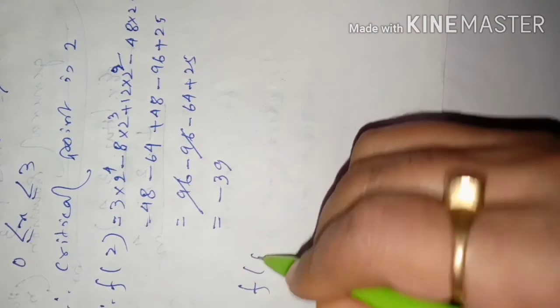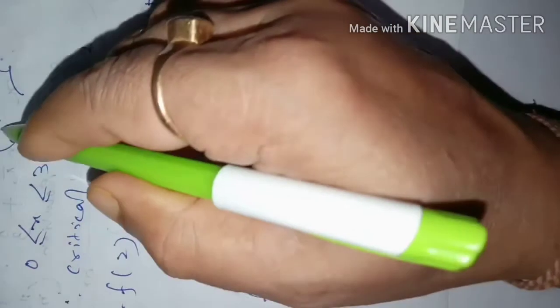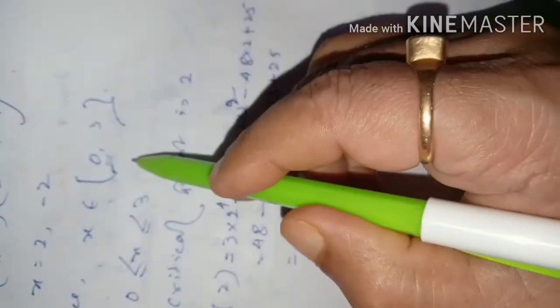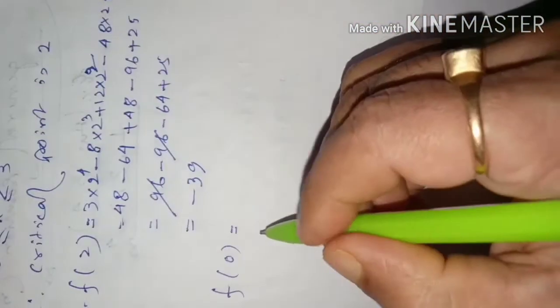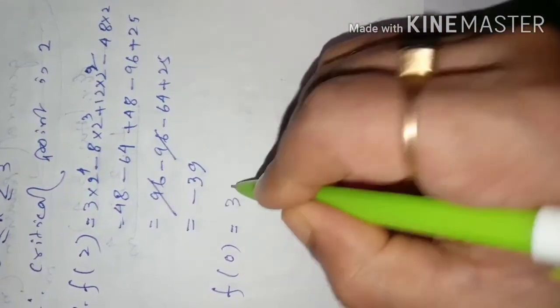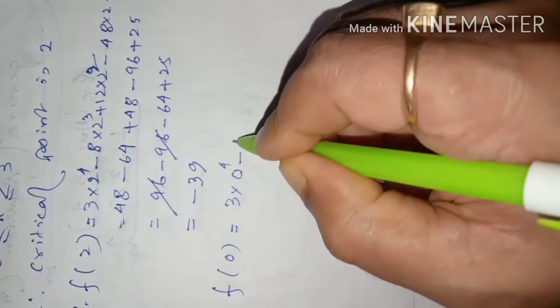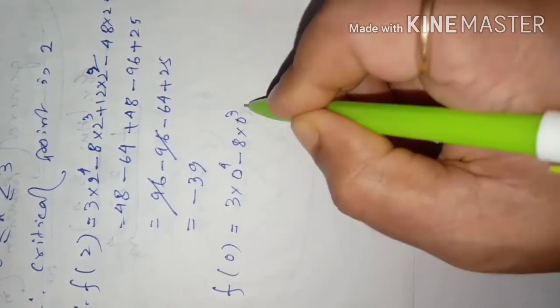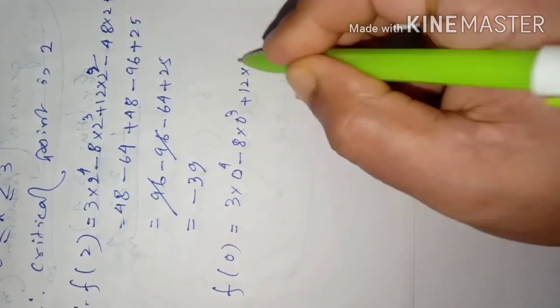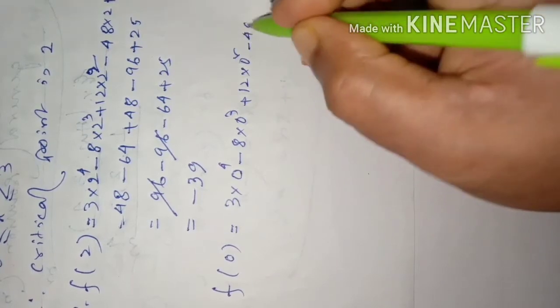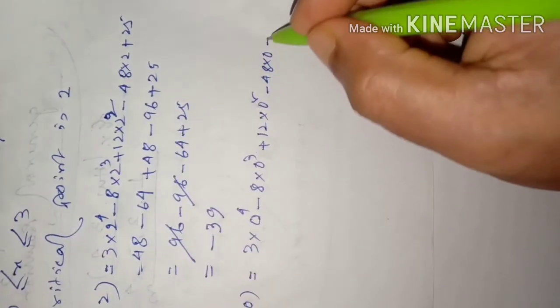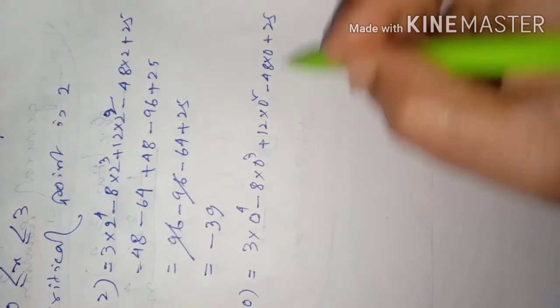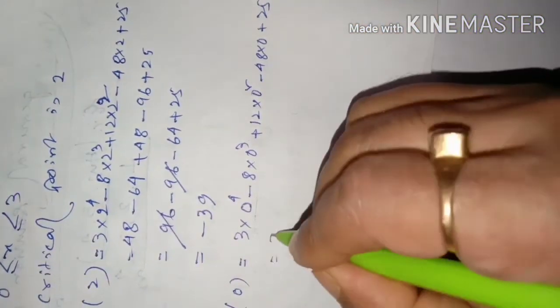Again at the endpoints, f(0). One endpoint is 0 here. So at 0 we check the value f(0), that is 3 into 0^4 minus 8 into 0^3 plus 12 into 0^2 minus 48 into 0 plus 25. All these parts are 0, so this is only 25.